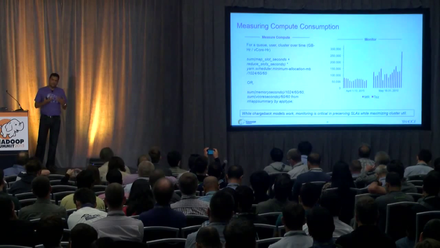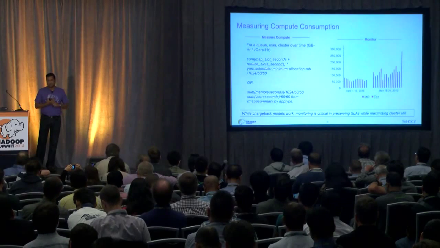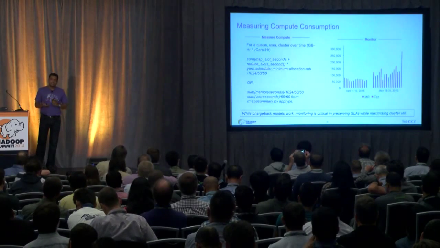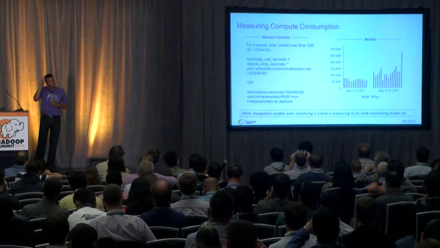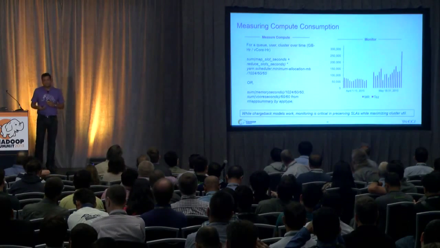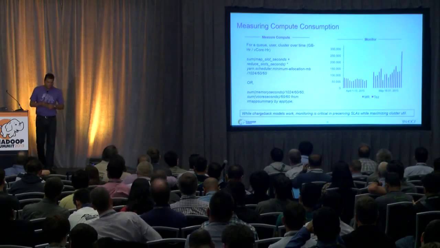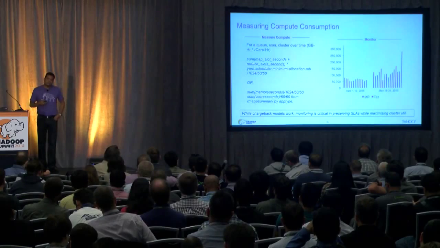And then again, you can look at logs, either the RM app summary or the MapReduce job logs, and extract that information really easily. And the jobs are now really organized, so memory seconds and vCore seconds will give you the memory and CPU consumption for the jobs. And again, measuring this over time is critical.